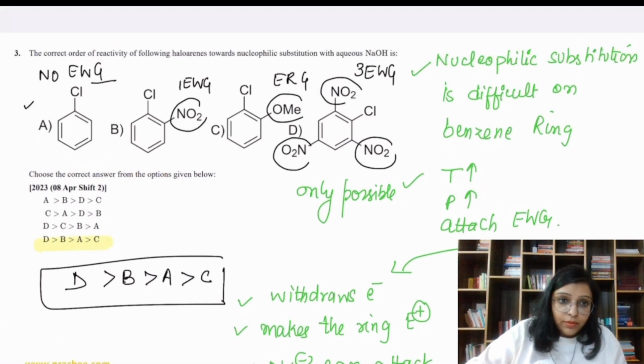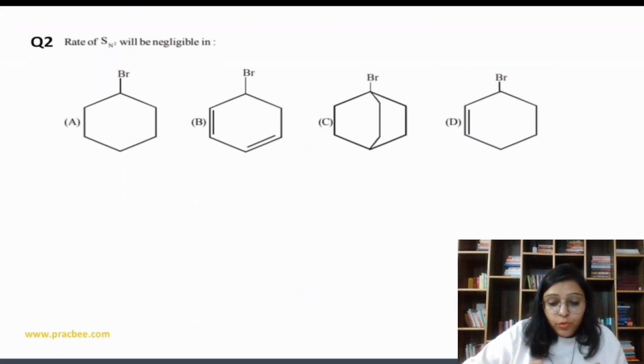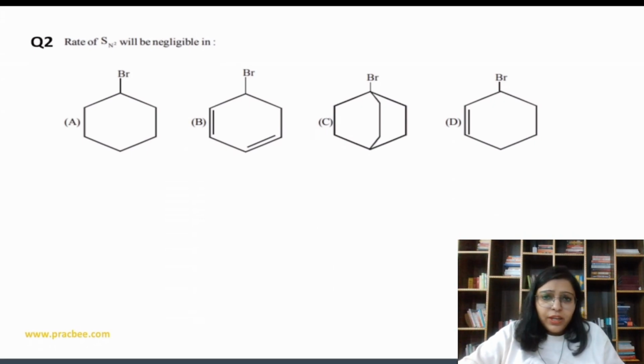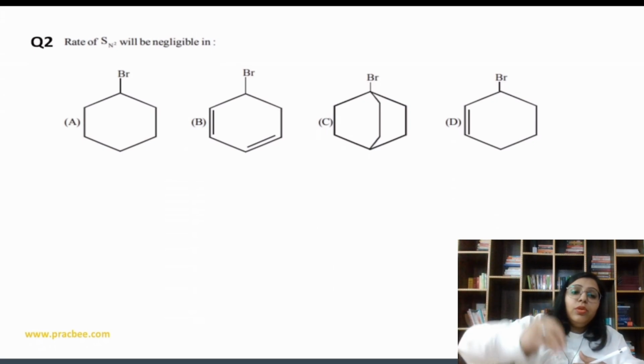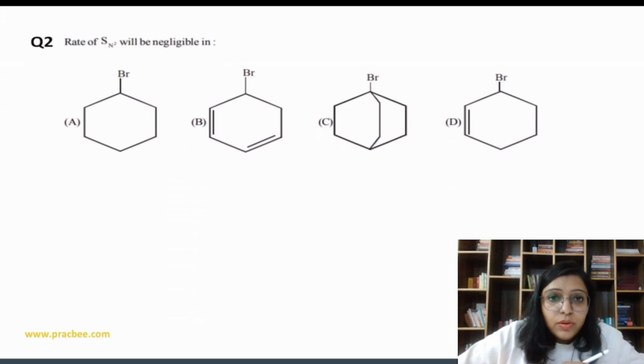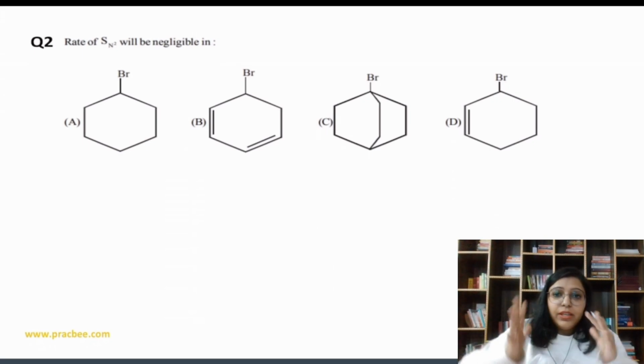I hope I am clear. Okay. Now moving on to the next question. Rate of SN2 will be negligible in SN2, SN1, whatever, right? So negligible in, it means you have to check the stability of carbocation only, or we can say where the nucleophile can attack easily. So if you see, we have a 6-membered ring.